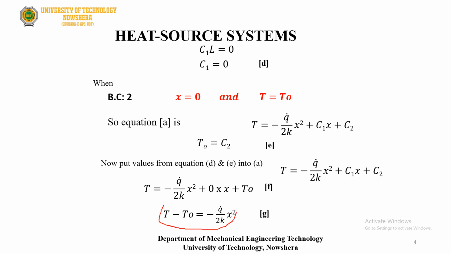So equation G basically tells us about the nature of the curve, the nature of the temperature profile. You can see here that x square is involved, so we can predict that the profile will be of parabolic nature.